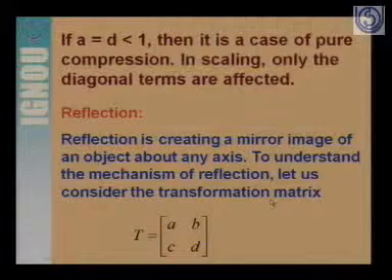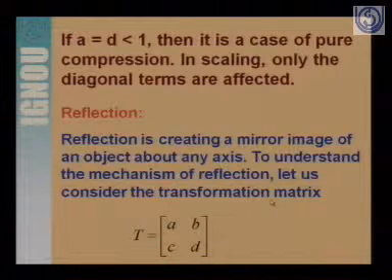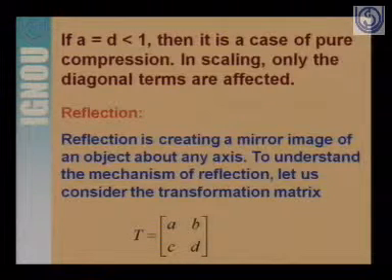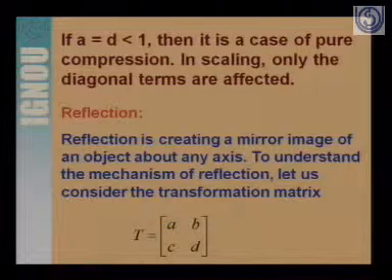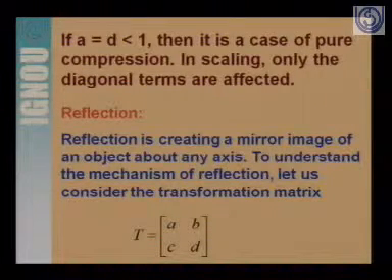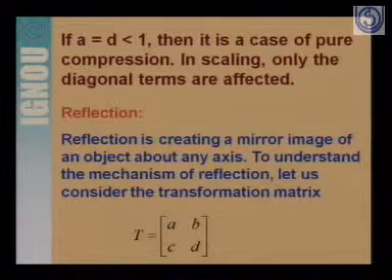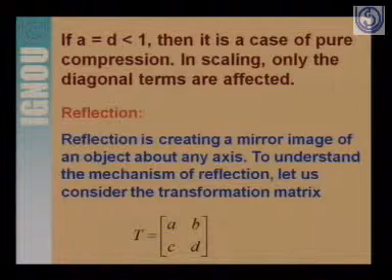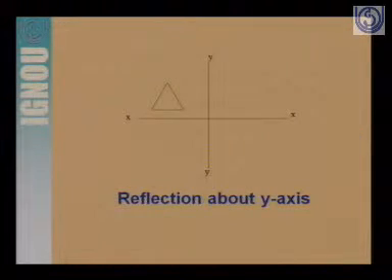Now we will talk about reflection. Reflection is mirroring of an object. So we can define reflection as creating a mirror image of an object about any axis. To understand the mechanism of reflection, let us consider the transformation matrix T, with elements A, B, C, D. In this case, this figure depicts reflection about the y axis.